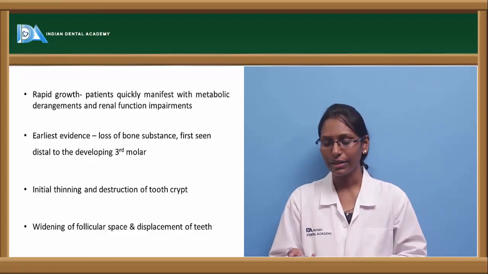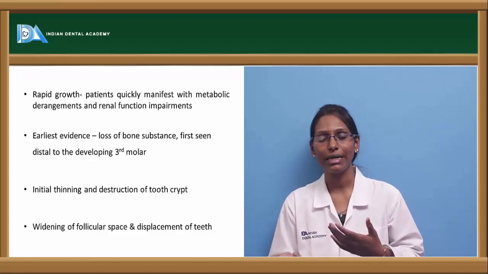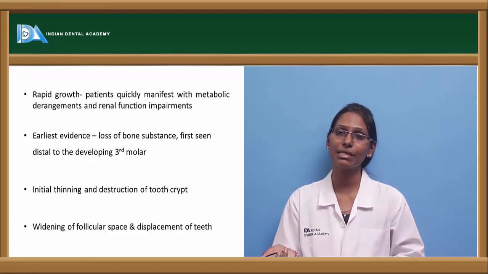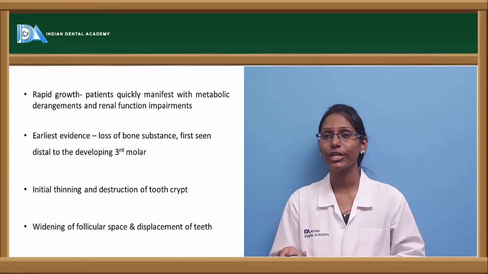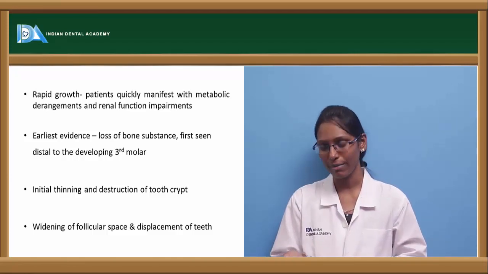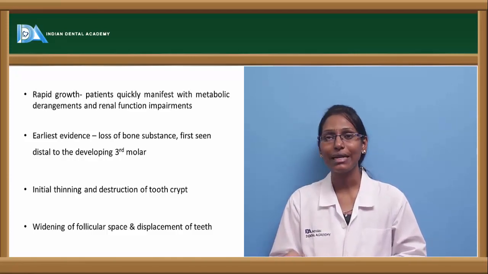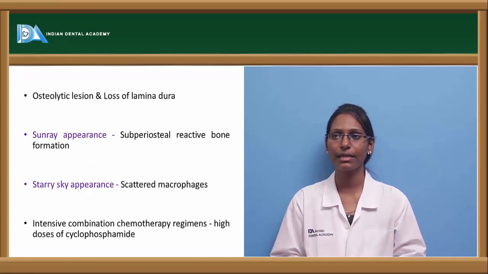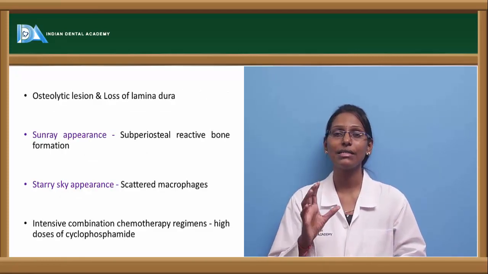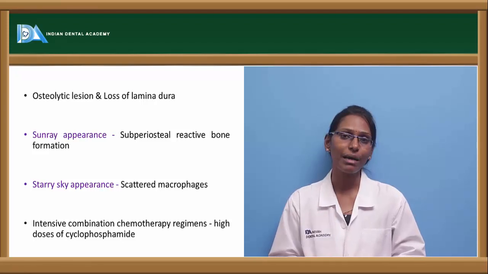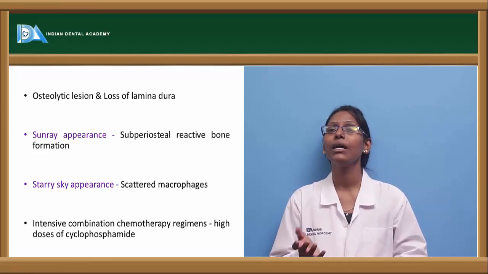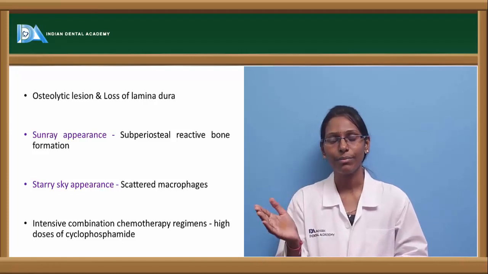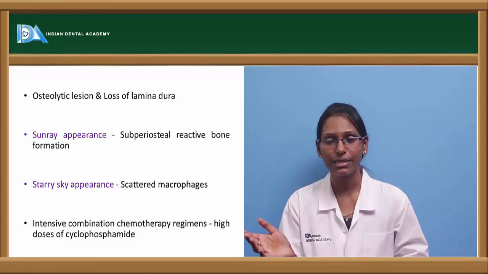Coming to the intraoral X-ray picture, we will see initial thinning and destruction of the tooth crypt, and widening of the follicular space is also one of the important manifestations. Because of this enlargement, displacement of teeth can be seen in these cases, and it usually manifests as an osteolytic lesion. Loss of lamina dura can also be appreciated. They have a characteristic sunray appearance, where subperiosteal reactive bone formation can be seen.